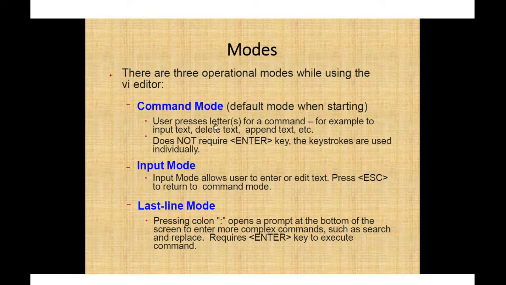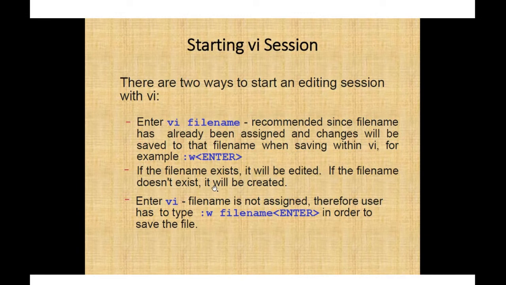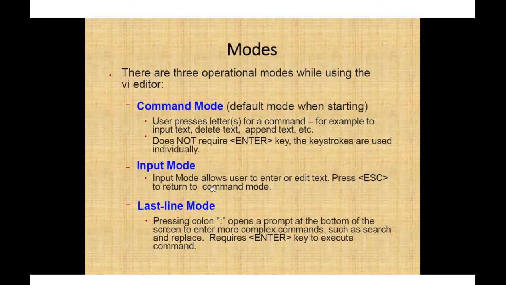Now, the last mode, last line mode, which is entered by pressing colon. When you press colon, it opens a prompt at the bottom of the screen to enter more complex commands, such as search and replace, or maybe you can also use substitution. You can use backward searching, forward searching. You can use it to save and exit, or exit without saving, and so on. There are a bunch of other options I will explain. But for now, you need to know that in order to switch to the last line mode, you need to press colon.